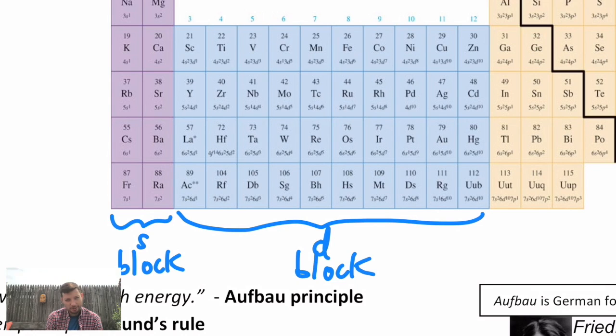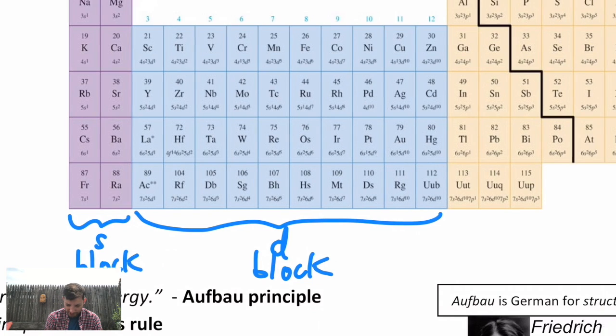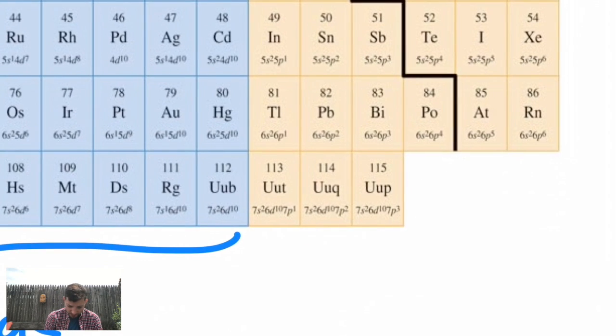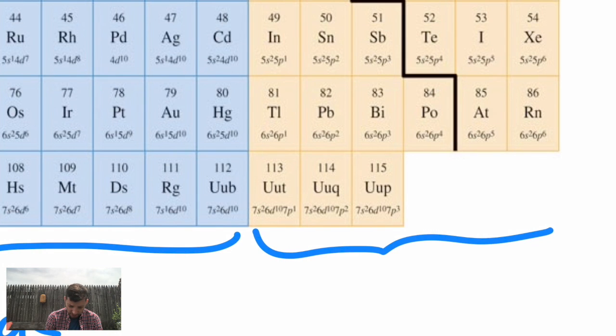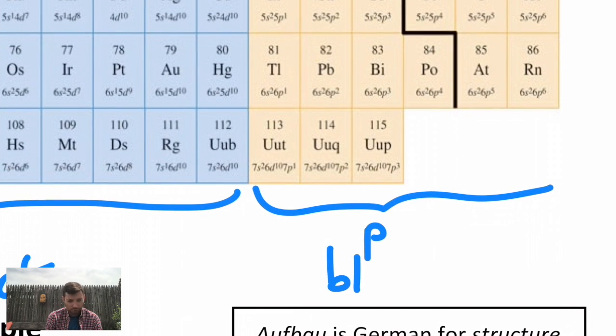D orbitals can hold up to 10 electrons. S orbitals can hold up to 2. So that's not just a coincidence. This is a very useful way of figuring out the electronic arrangement. All the way on the right, we get to the p block, which happens to be 6 electrons wide.